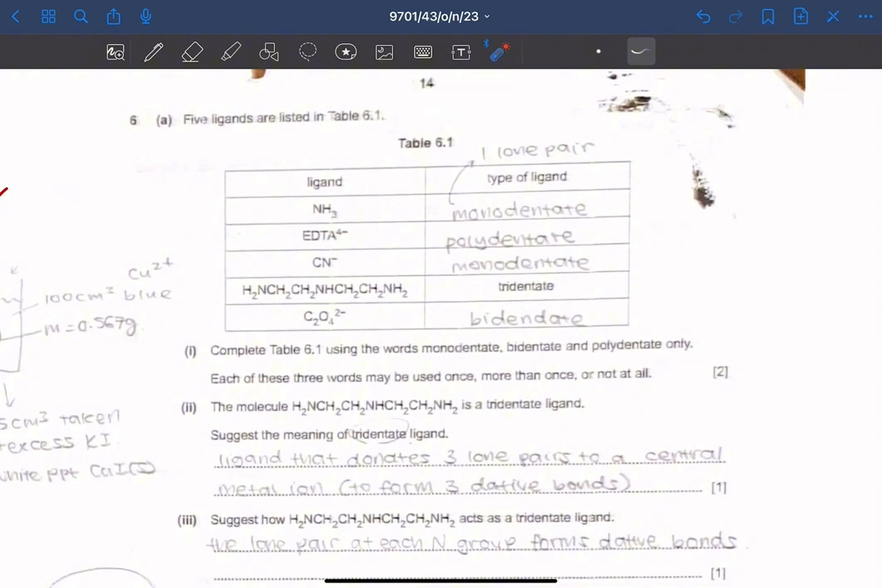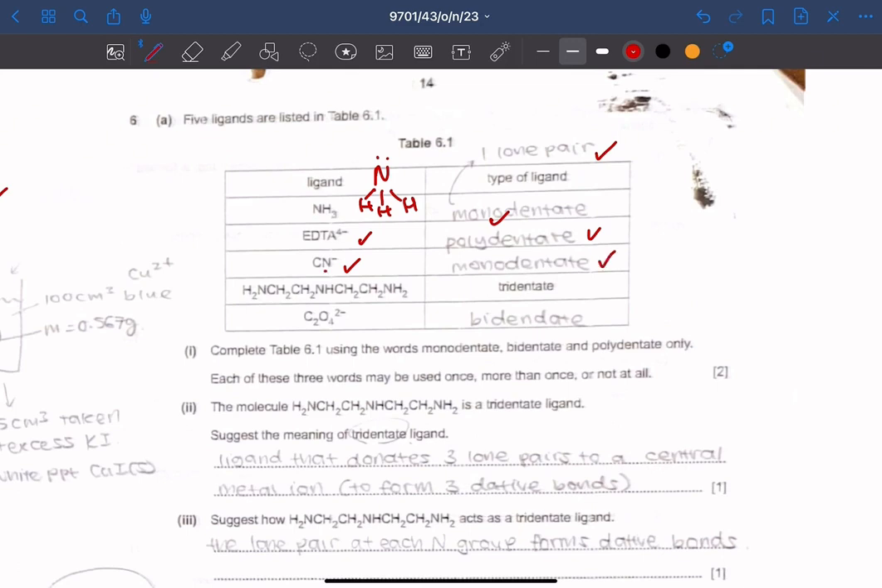Number 6A. 5 ligands are listed in table 6.1. Complete table 6.1 using the words monodentate, bidentate, and polydentate. So these three actually depend on the number of lone pairs donated in each of these compounds. Each of these three words may be used once, more than once, or not at all. NH3 is drawn like this with only one lone pair, so it's monodentate. EDTA4- is actually known to be a polydentate.